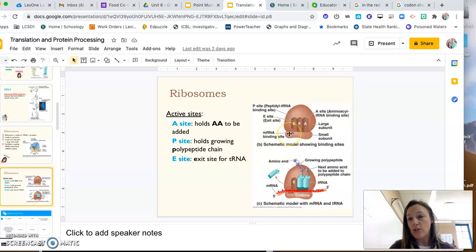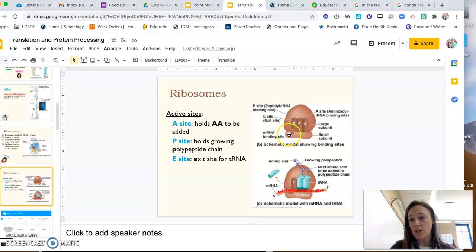There is a location for the mRNA to bind. That's important because it does have to bind to mRNA. And then there are those three active sites where the arriving amino acid is, the one that's building the polypeptide or the protein, and the exit site. And so those are the three locations that are really involved in the large subunit.